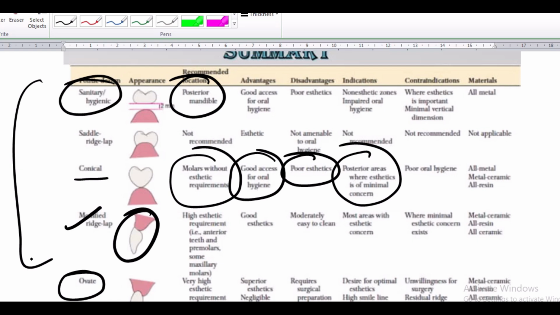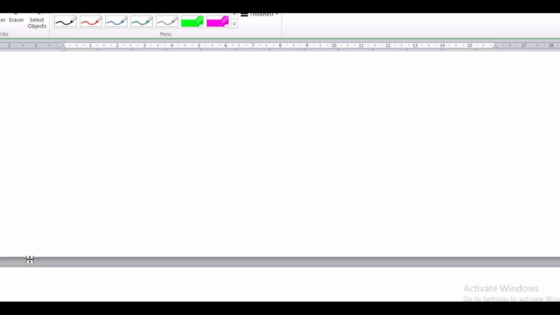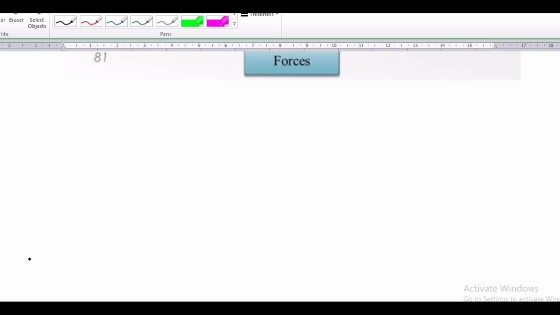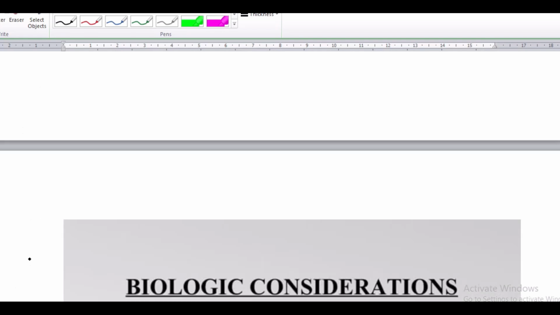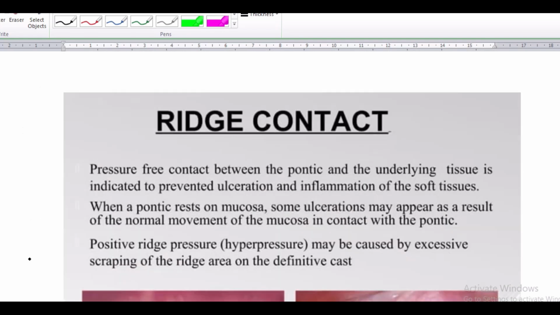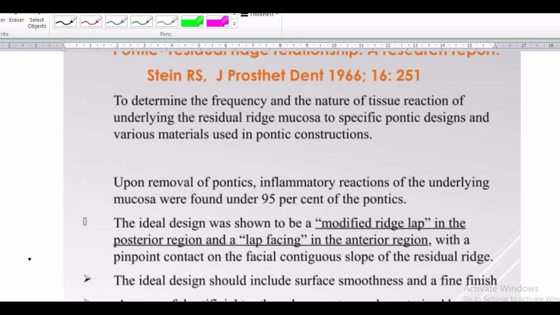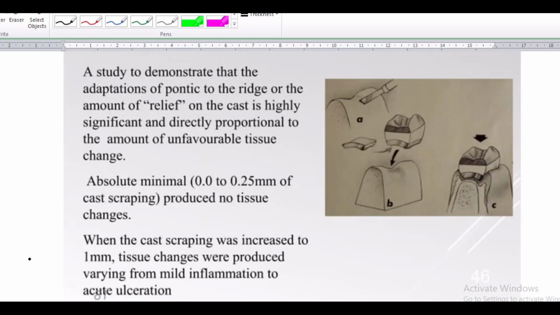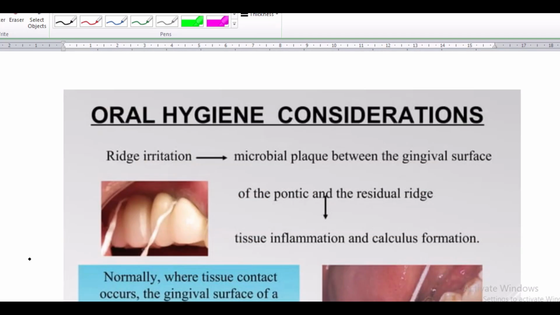Why are sanitary pontics not recommended for anterior teeth? Because they are highly unaesthetic, making them unsuitable for anterior teeth where aesthetics are involved. Now classification based upon the material. We can classify the pontics based upon their material.